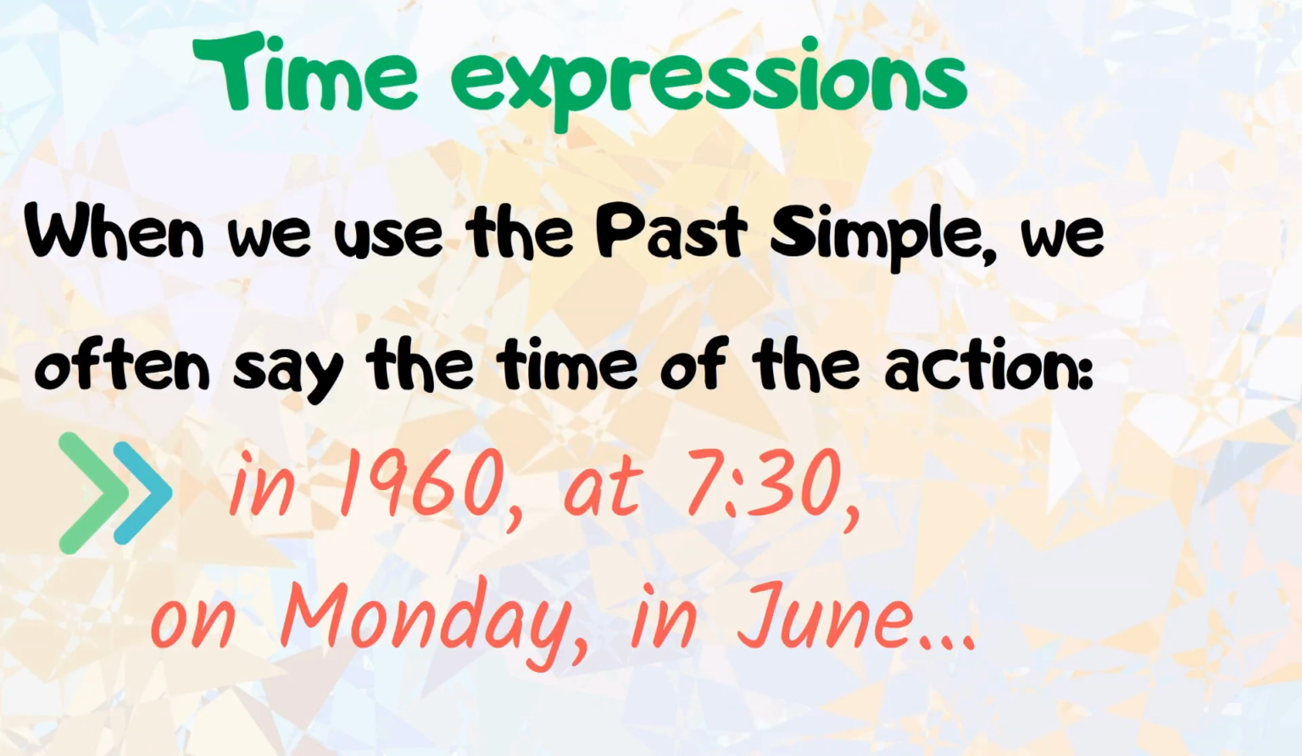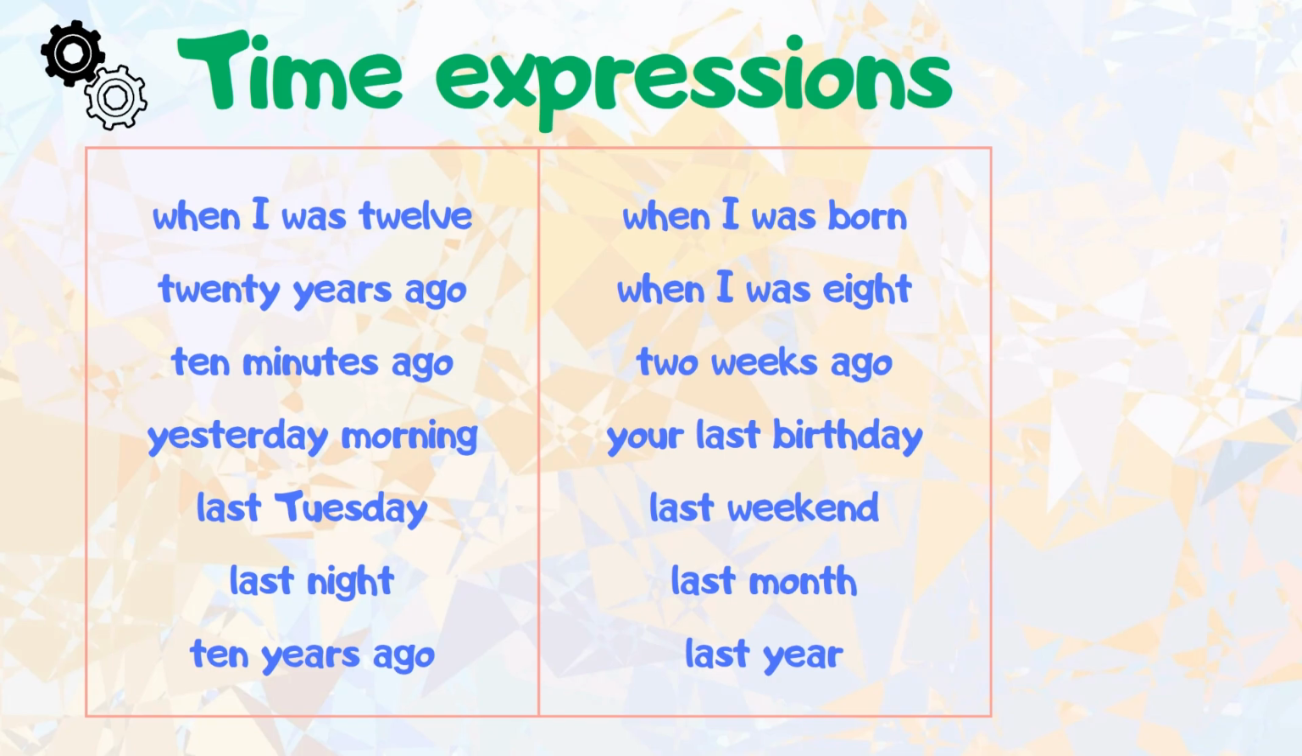Okay, and what are all these time expressions? Remember, I said it's important to mention when the action happened. Well, when we use the past simple, we often say the time of the action, like in 1960, at 7:30, on Monday, in June, etc. Look and find time expressions here. First, the word when. Great. Then, the word ago. Next, yesterday, and the word last. Last Tuesday, last night, etc.